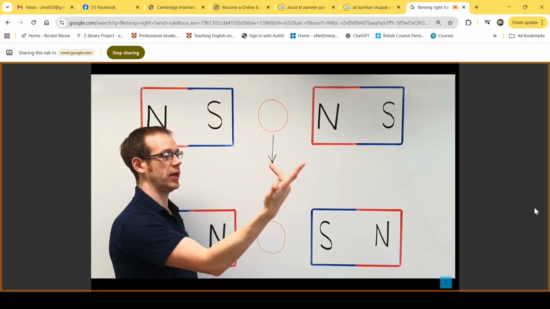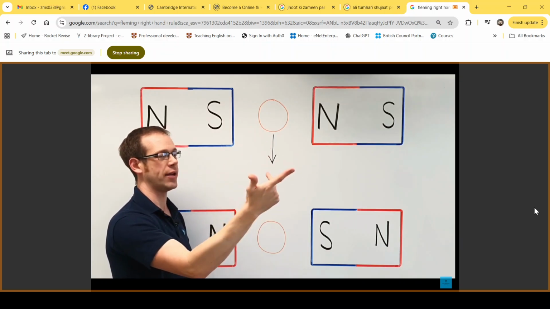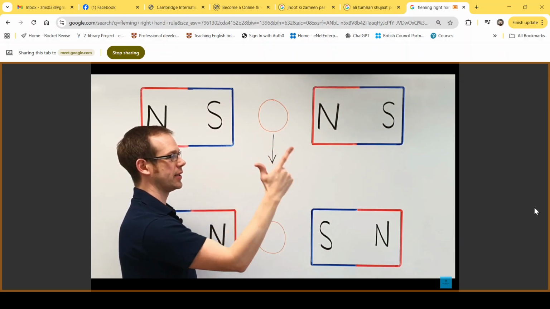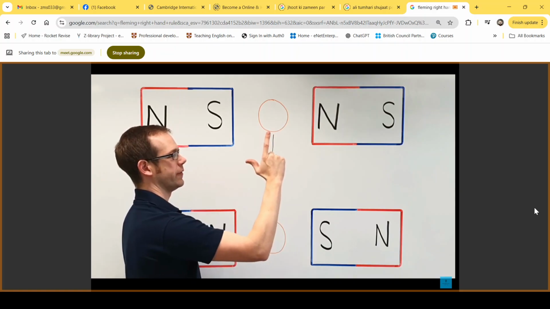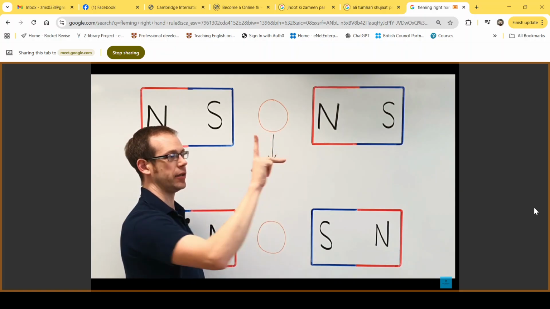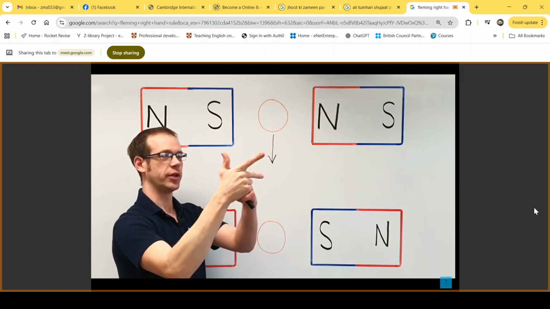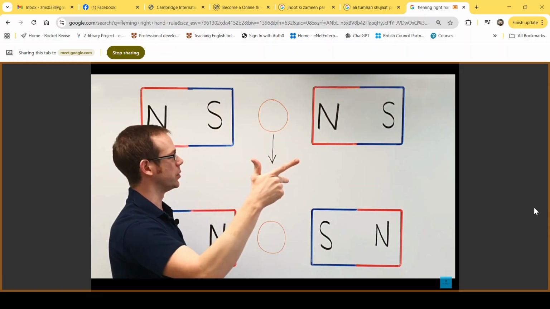So here is the way that we hold our hands for Fleming's right-hand rule. You can see there you make that kind of J shape with your finger and your thumb, and then your second finger sticks out at a right angle. So each finger is at a right angle to all the others.